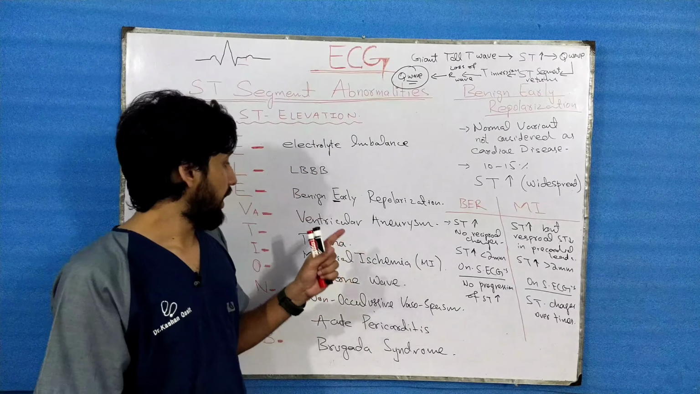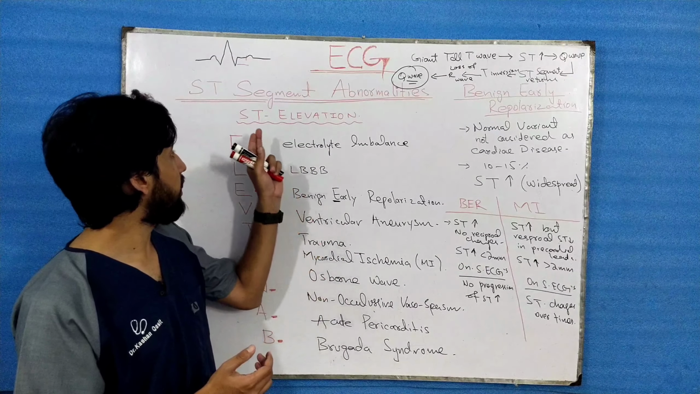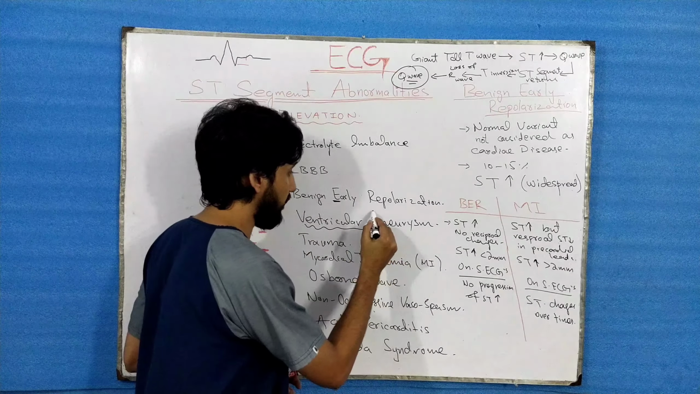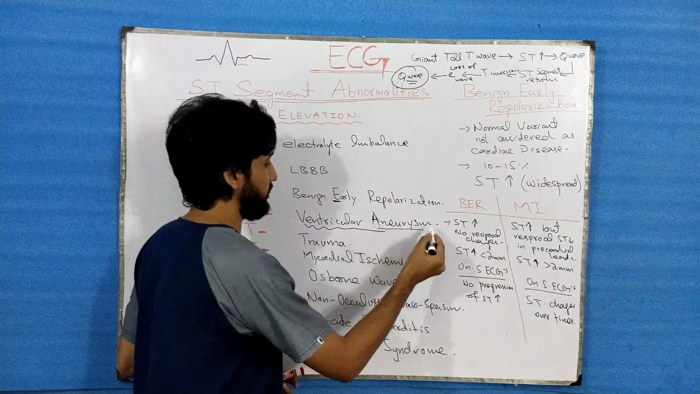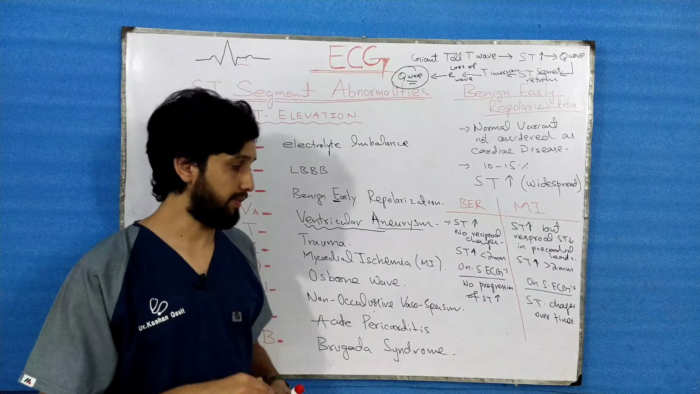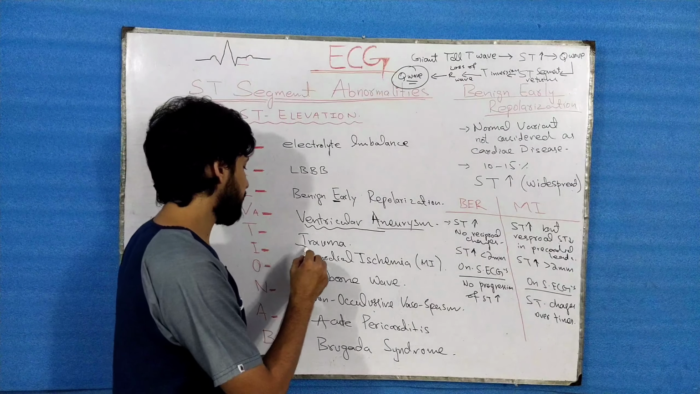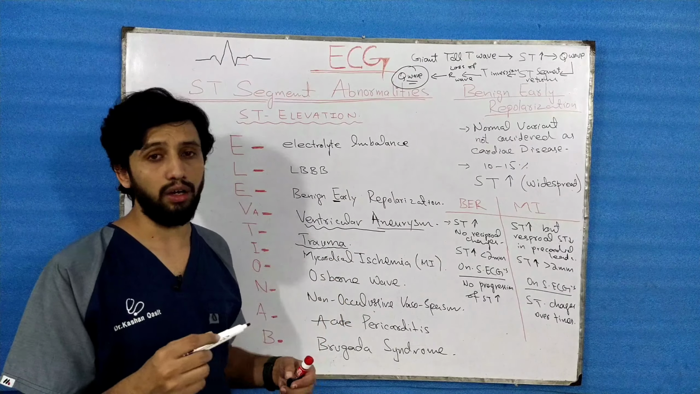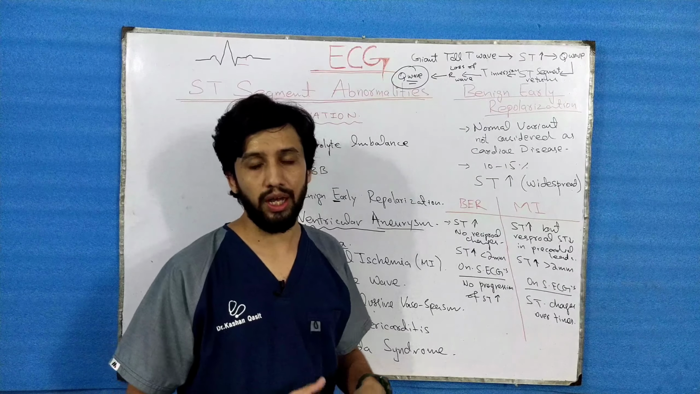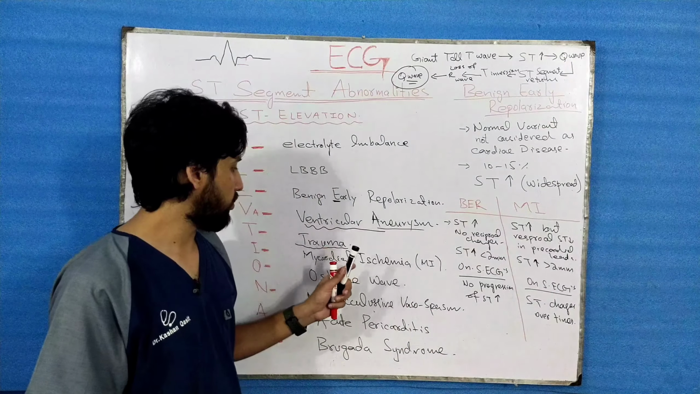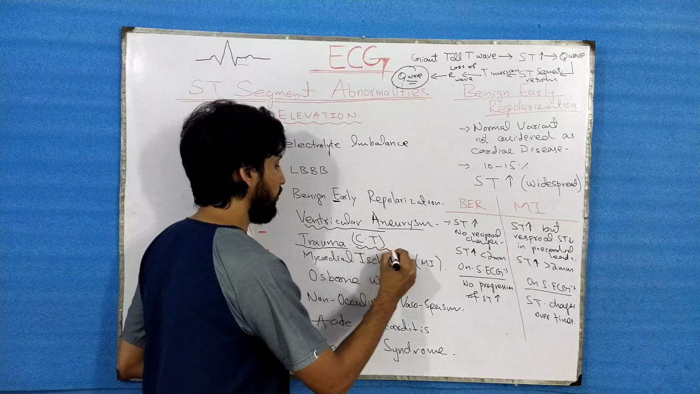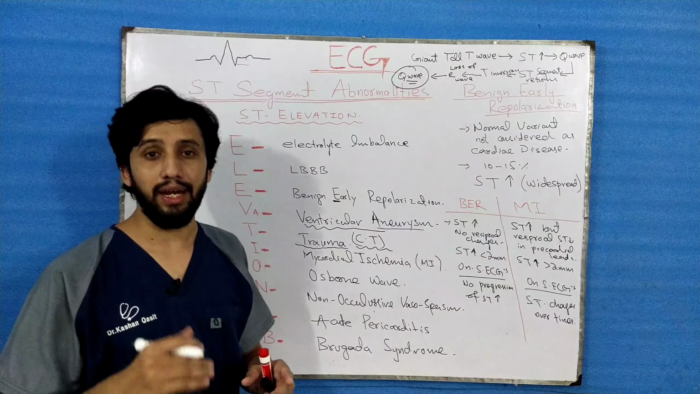Now comes another cause for ST segment elevation: ventricular aneurysm, not repolarization, ventricular aneurysm. This is a condition in which you will also notice ST segment elevation. Likewise, in trauma, like cardiac tamponade, for which we usually go for a life-saving procedure like pericardiocentesis, in acute cardiac tamponade we will also notice ST segment elevation.